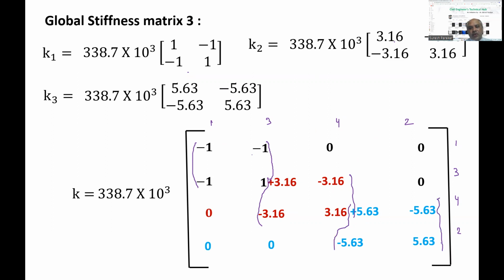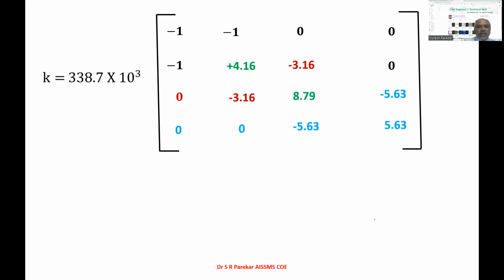Remaining we have 0. And now if I add this, then I will get 3,3 equal to 4.16, and I will get 4,4 that will be 8.79. And this will be my global stiffness matrix. So we have this as the global stiffness matrix. These are the values, so this will be 4.16, and this will be 8.79. And now knowing this matrix, we can find the remaining part.